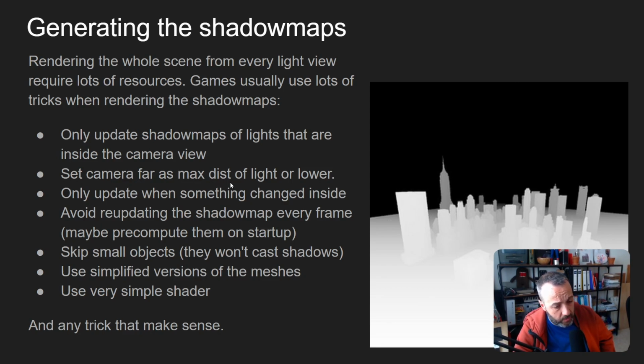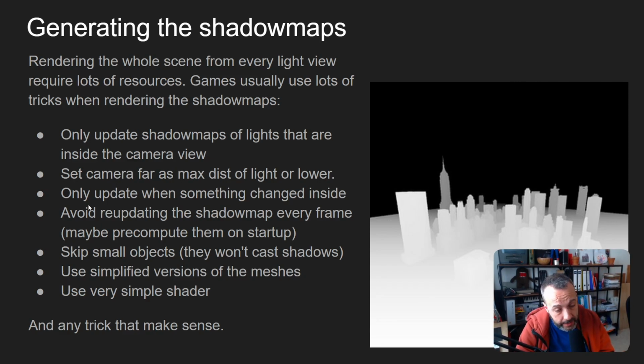So the frustum that we're going to set for the view when we're going to render the shadow map, if we know this light cannot go farther than, I don't know, 10 meters, we don't need to render objects that are 10 meters away from the camera. So we use the max distance of the light as the far plane of the camera.